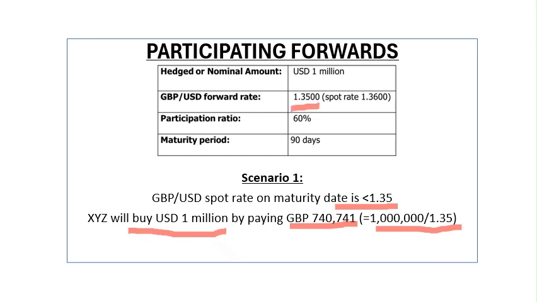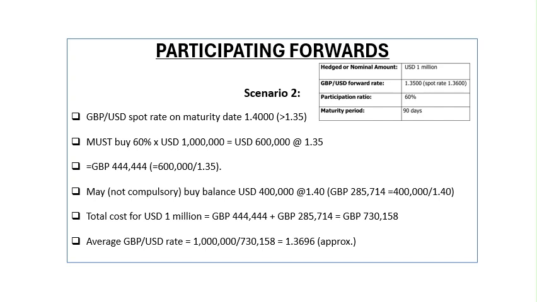Scenario 2, if the reference GBP USD spot rate on maturity is greater than 1.35, say at 1.400, XYZ must buy 60% of the USD 1 million, the hedged amount, which is USD 600,000, at the agreed forward rate of 1.35 by paying GBP 444,444, which is 600,000 divided by 1.35. It can, if it wants, it is not compelled to do so, buy the balance USD 400,000 at the spot rate of 1.40 by paying GBP 285,714.